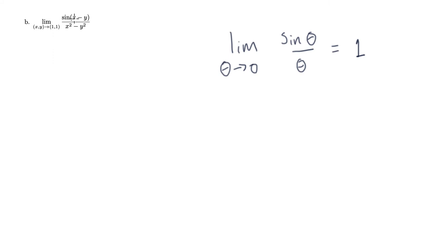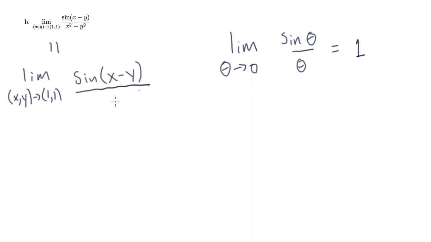I have sine of x minus y, but I don't just have x minus y on the bottom. I actually have x squared minus y squared. However, x squared minus y squared is a difference of squares, so I can rewrite this limit. So I'm looking as (x, y) approaches the point (1, 1) of sine of (x minus y) divided by (x plus y) times (x minus y). All I did was factor the denominator and rewrite the limit.